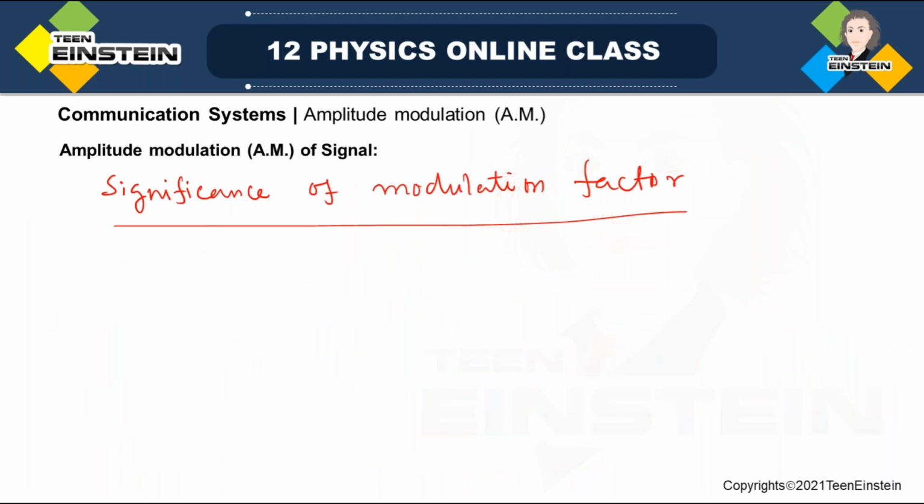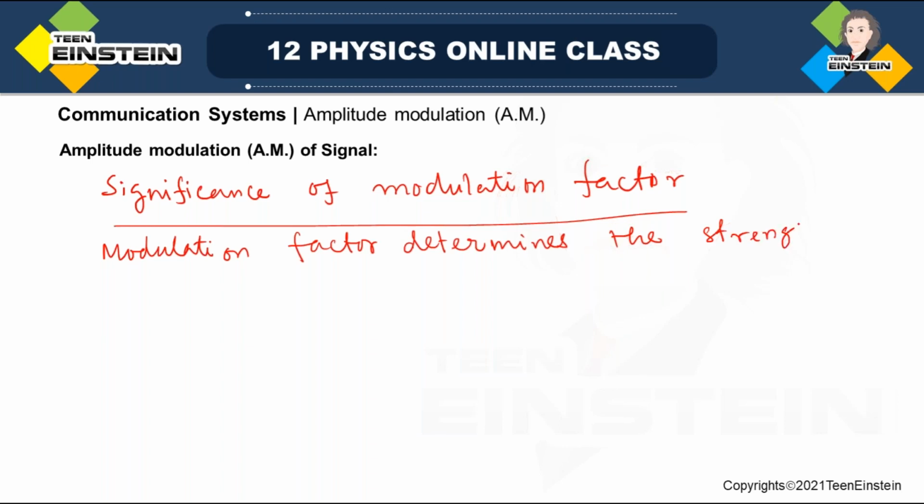So the modulation factor determines the strength and quality of the transmitted signal. What we have to write? So modulation factor determines the strength and the quality of the amplitude modulated signal. AM signal.